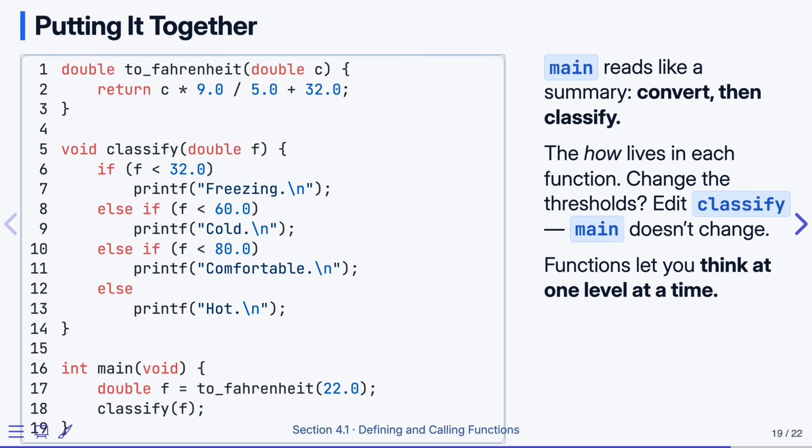This is the core benefit of functions. They let you think at one level at a time. When you write main, you think about the overall flow. When you write to_fahrenheit, you think about the math. Each function has one job.